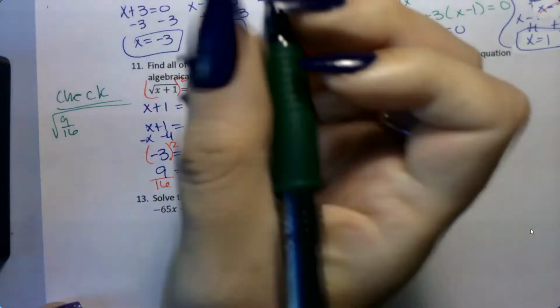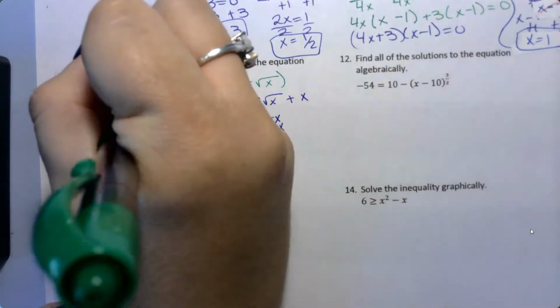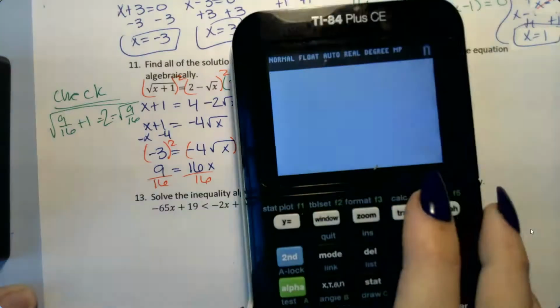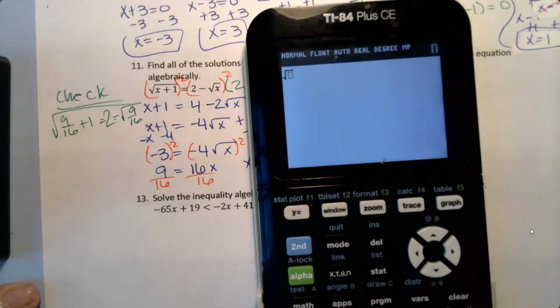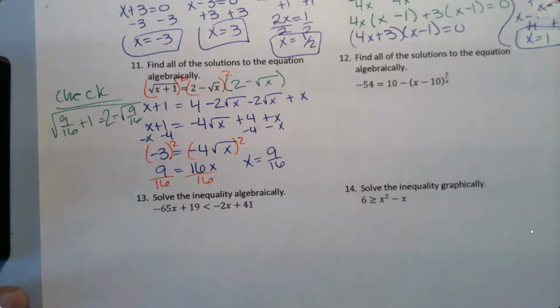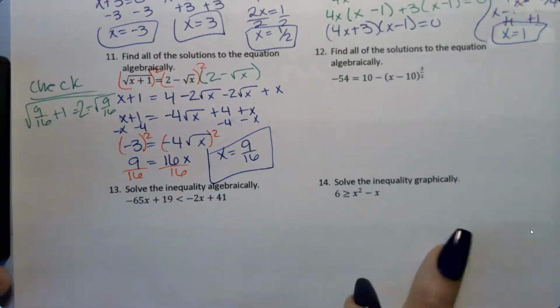So I'm going to do the square root of 9 over 16 plus 1 should equal 2 minus the square root of 9 over 16. So I am going to type my left side into my calculator. I'm going to go second, square root, 9 divided by 16 plus 1, which gives me 1.25. Then I want to check the right side. I have 2 minus the square root of 9 divided by 16, which gives me 1.25. Both sides give me the same answer, so this is my answer. If it didn't work, I would just write no solution.